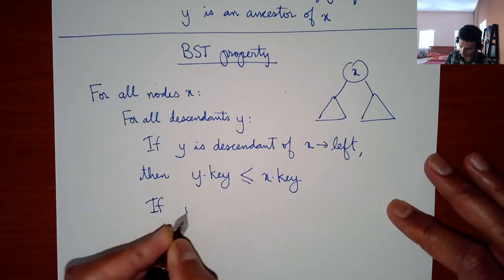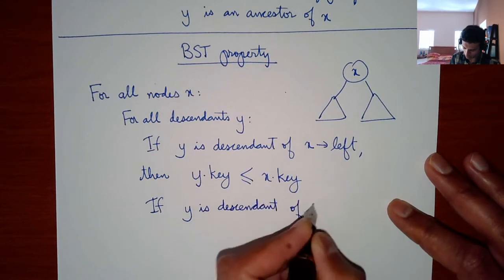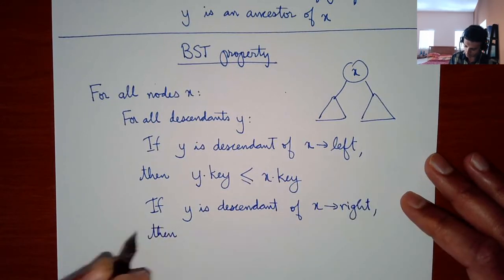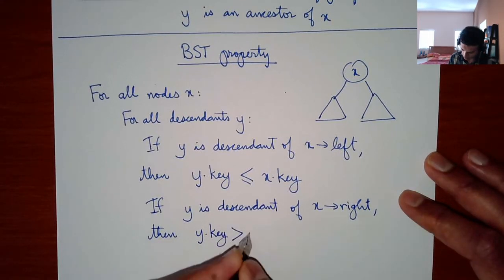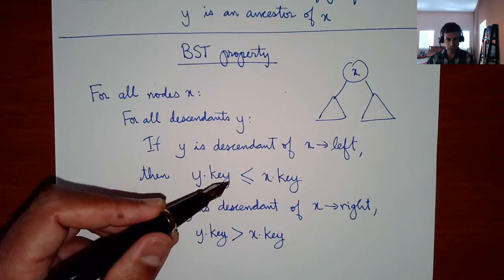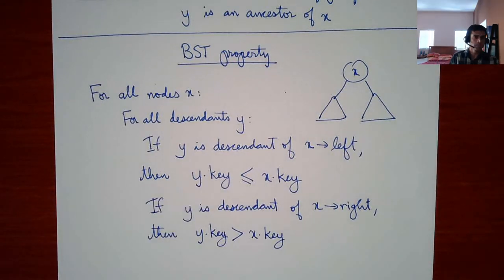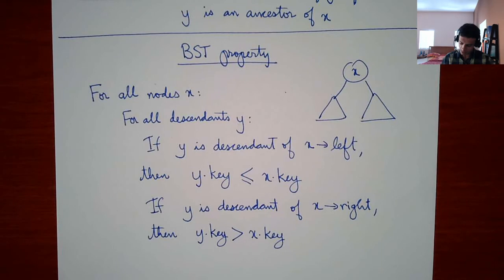I will say if Y is a descendant of X arrow right, then Y dot key is going to be greater than X dot key. If the equal to is bothering you, you can actually have the equal to be either here or here. You don't want to keep it on both, because then when you're searching for things that are equal, it becomes confusing. So typically the equal would be on this side or on this side, but not both. And I have kept it to the left. For a lot of the things that we're discussing, we can assume all the keys are distinct just for convenience.